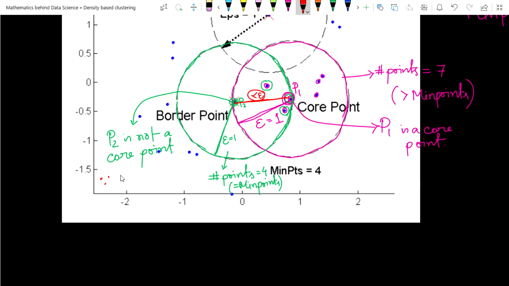Since the distance between P1 and P2 is less than epsilon, therefore we call P2 a border point.